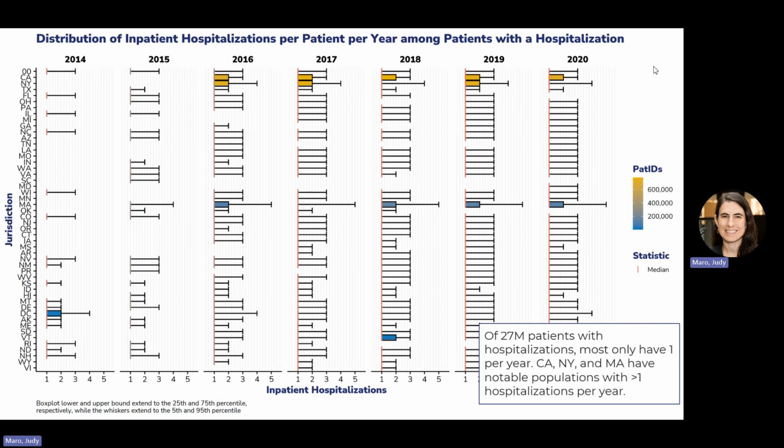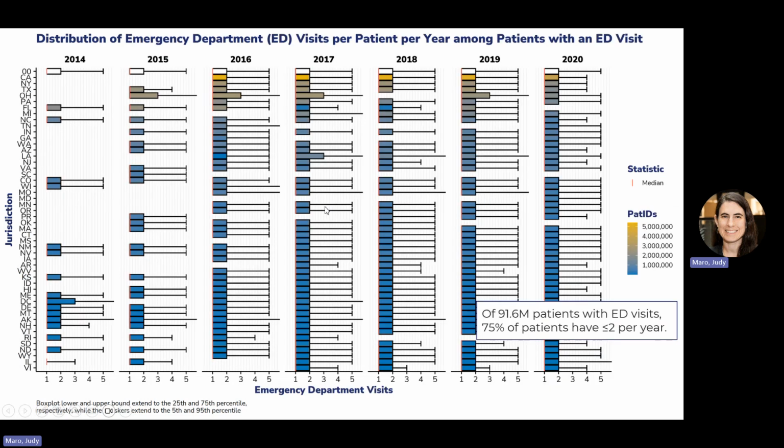So of 27 million patients who have at least one hospitalization, most only have one per year, which is great news. California, New York, and Massachusetts have notable populations that have greater than one hospitalization per year, which you can tell from the interquartile range for those particular jurisdictions. We're going to do this with emergency department visits additionally.